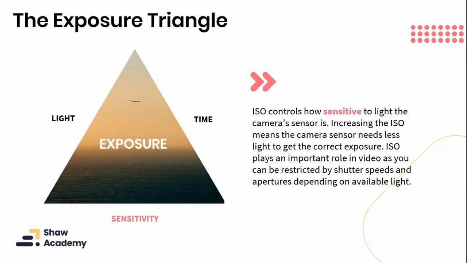It's like turning up the sound on a stereo, pretty much. If you can't hear it, you turn it up so that you can hear it a little bit more clearly. It's exactly the same way that our ISO works when it comes to our image sensors.